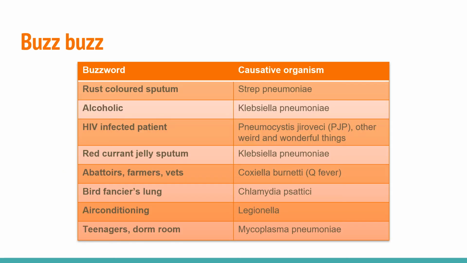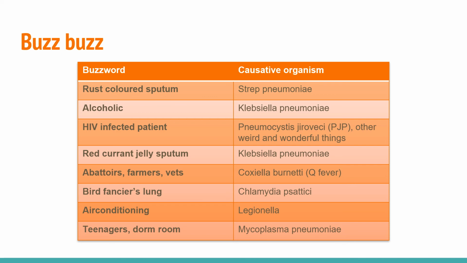Okay, so buzzwords, because we love buzzwords. These buzzwords are more about the organisms, and a lot of these are atypical, crazy things that you would see in the community. So here we go. Rust-coloured sputum we already know is strep pneumonia. An alcoholic is your Klebsiella because, like we said before, it's more likely to be an aspirational kind of picture, and that's Klebsiella. HIV infected patient is Pneumocystis jirovecii, or PJP.